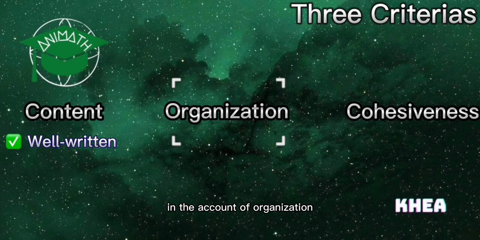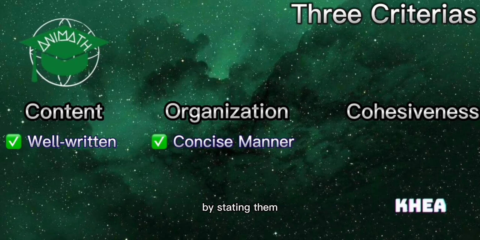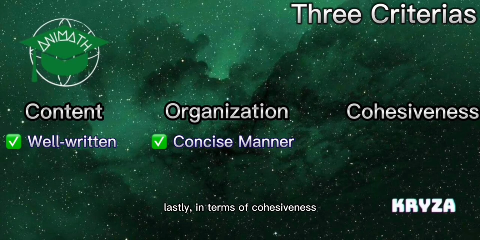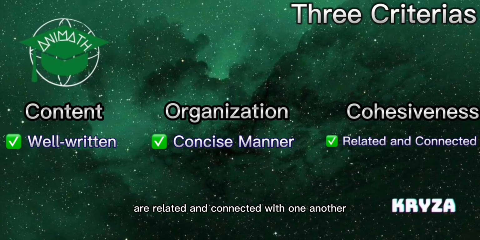In the account of organization, Stewart introduced the concepts, ideas, theory in a very organized and concise manner by stating them one at a time. Additionally, the main idea or focus was clear despite the fact that there are a ton of subtopics. Lastly, in terms of cohesiveness, the concepts and ideas presented in the chapter are related and connected with one another.